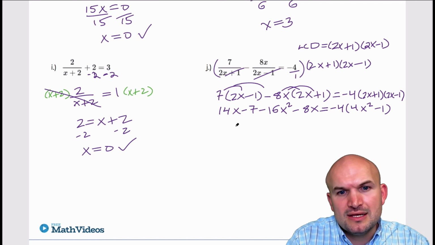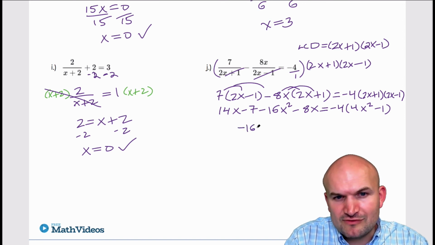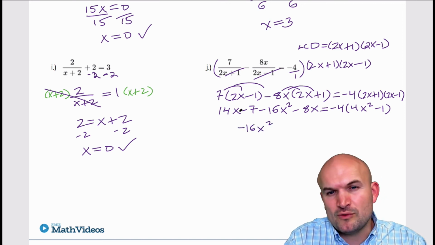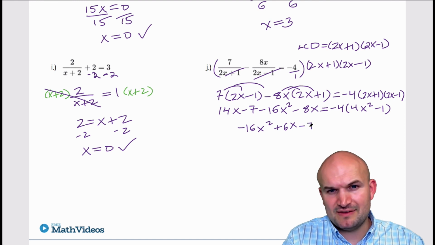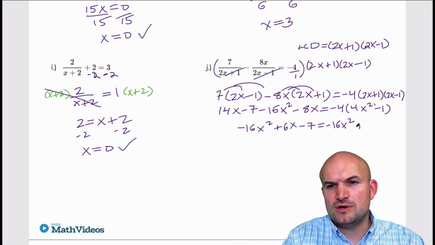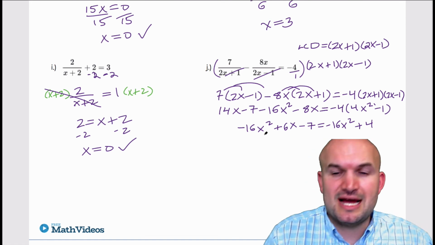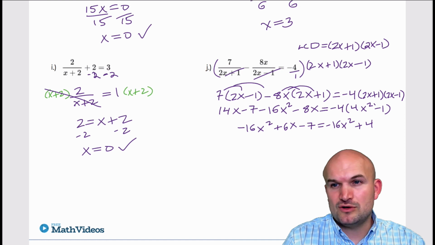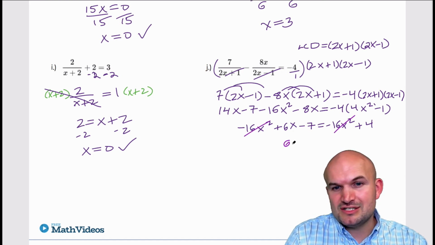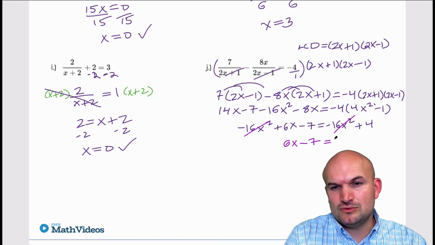And I got some work over here. I got to simplify. So let's go ahead and rewrite this in descending form. So this is negative 16x squared. 14x minus 6x is going to be a positive 6x minus 7. And therefore is equal to a negative 16x squared plus 4. Well, that's cool because now you can see that these are on the same. If I add these to both sides, they are going to go to 0, right, if you add a 16x squared on both sides. So therefore, I just have a 6x minus 7 is equal to 4.